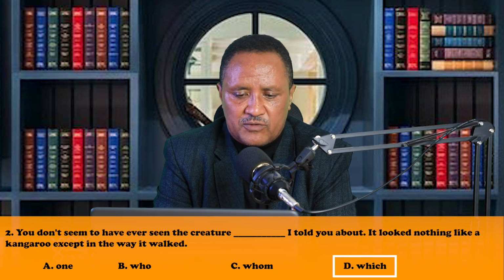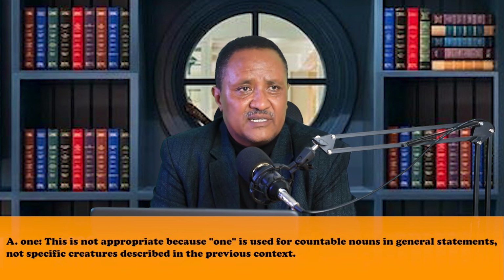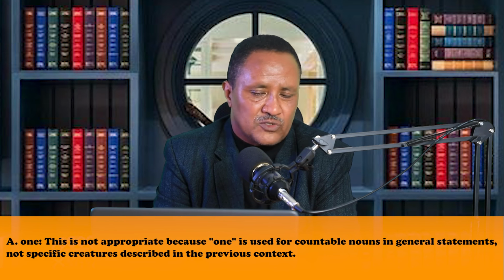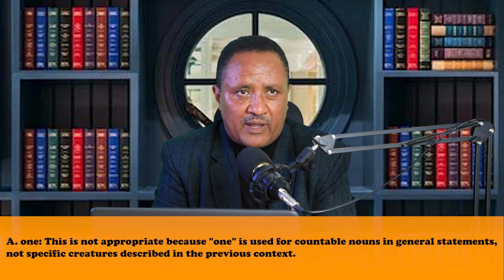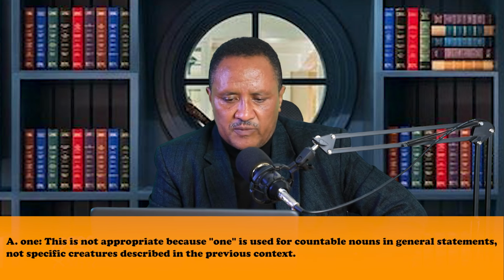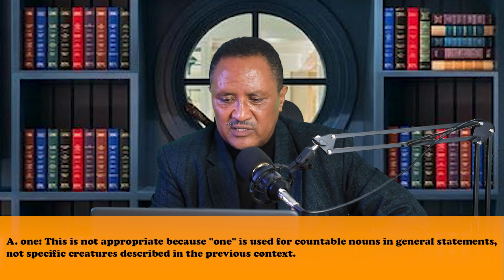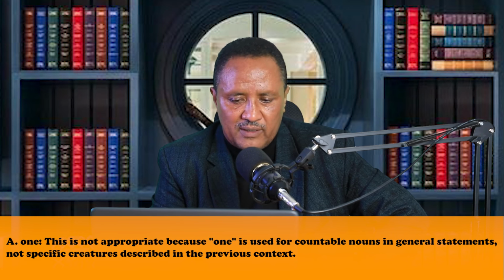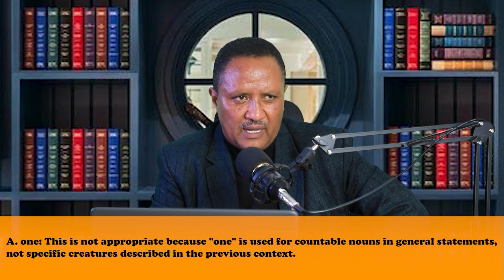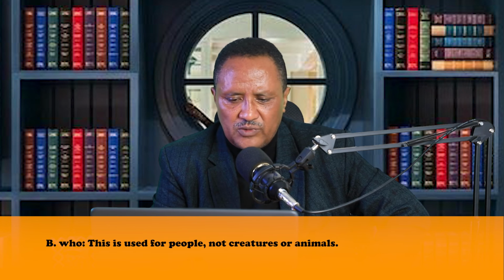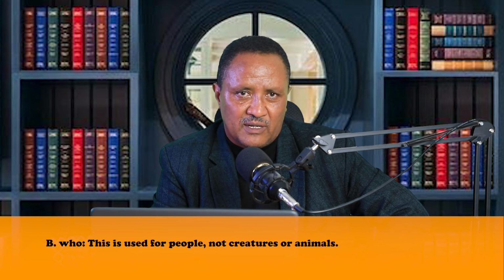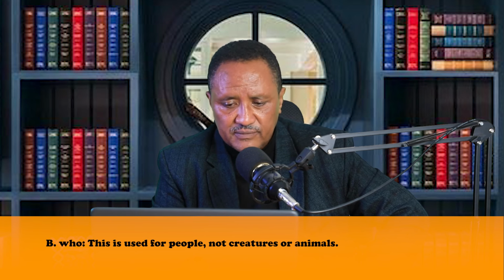A, for example, if you're taking A, one. This is not an appropriate choice because one is used for countable nouns, right? As you can see, one is used for countable nouns in general statements, not specific creatures described in the previous context. So in this regard, one cannot be the best fit. When we're coming to who, this is used for people, not for creatures or animals. So in this regard, who automatically cannot be an answer.